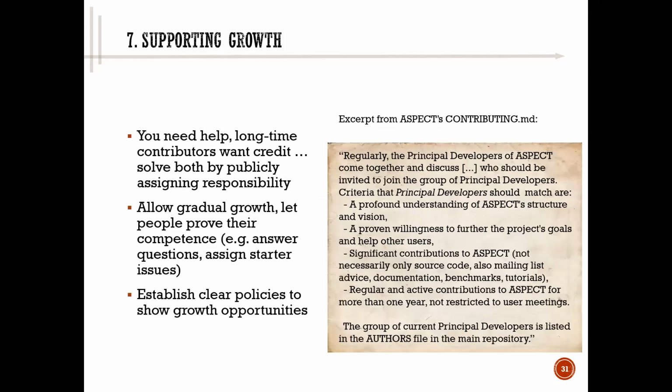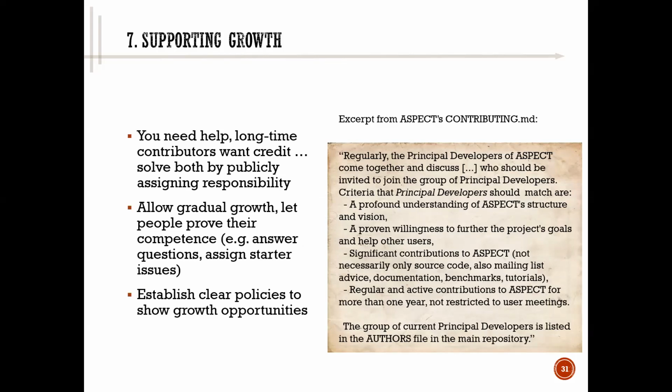And these questions around credit also play into the question of how to support the growth of members of the community. As I mentioned in the beginning, you don't only want to increase the number of users of your software, you also need users who are more capable of fulfilling more responsibilities and who can solve more complicated tasks.